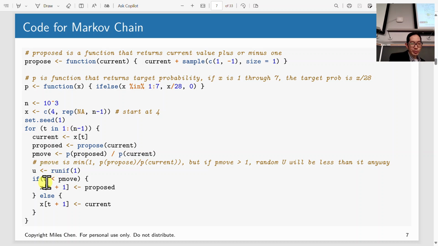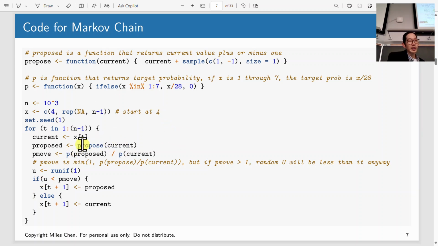I generate a random U. If U is less than p move, so let's say my p move is 1.25 because p proposed is 5 and p current is 4, then U will definitely be less than p move, and my X at the next iteration will be the proposed value of 5. So we'll record a 5 for X. All right, and then if I'm at 5, at my next iteration I'm going to propose a value. I will propose either a 4 or a 6.